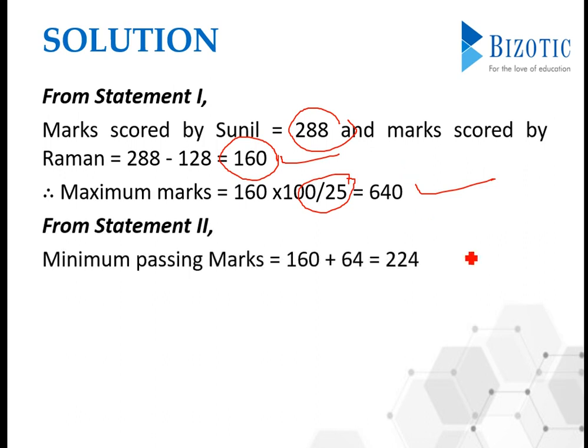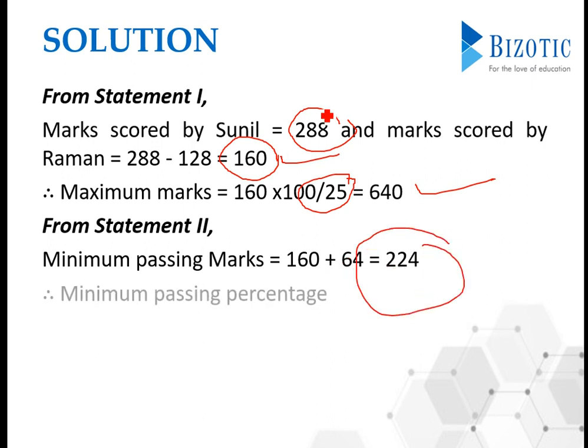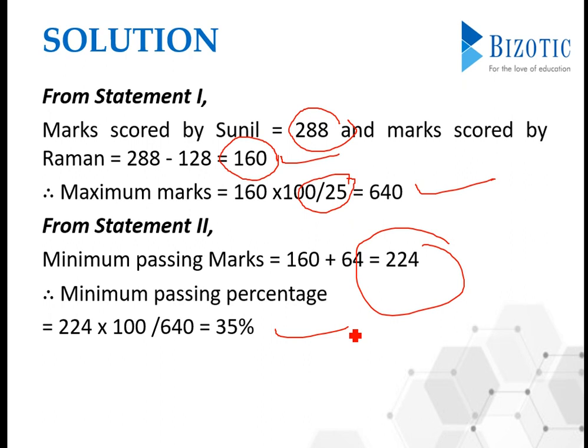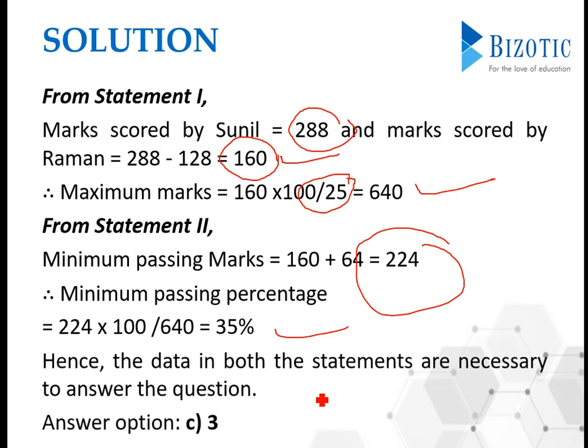From statement 2 we have Raman has scored 64 marks less than the passing marks, which is his marks. So 160 plus 64 will be 224. So that should be the passing marks. And now we will determine the minimum passing percentage, which is 224 into 100 by 640, 35 percent. So from 1 we were able to determine only the maximum marks, and from 2 we were able to determine the minimum passing percentage. So therefore both statements are required. Option C is the right answer.